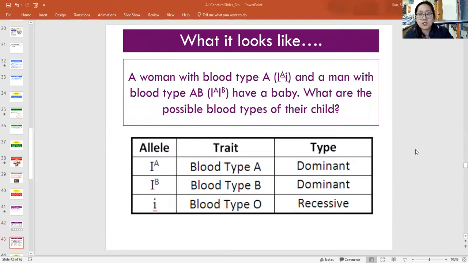Okay, so we're going to do an example problem now. A woman with blood type A, and it's given to you that it's capital I^A, lowercase i, and a man with blood type AB, capital I^A, capital I^B. They have a baby. What are the possible blood types of their child? I've left this here for you to peek at, but we're actually going to go into my workspace so that I can show you how I would work through this problem.